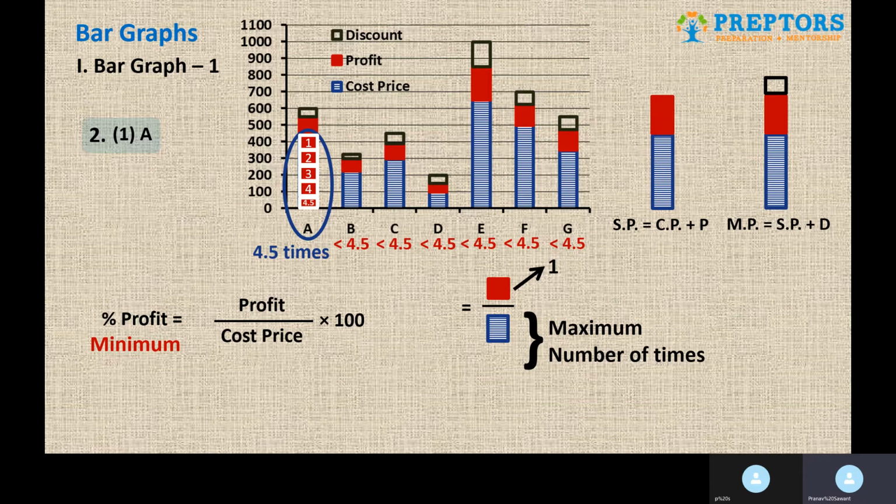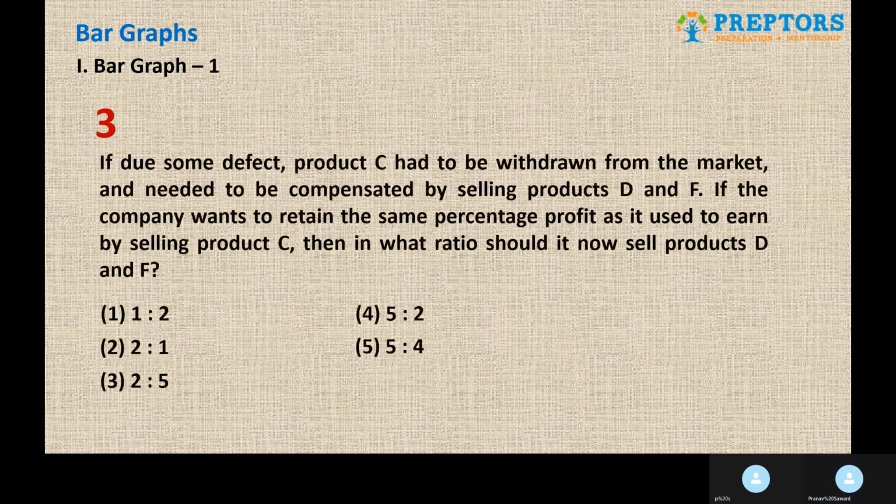Let's move to the next question. If due to some defect, product C had to be withdrawn from the market and needed to be compensated by selling products D and F. If the company wants to retain the same percentage profit as it used to earn by selling product C, then in what ratio should it sell products D and F?